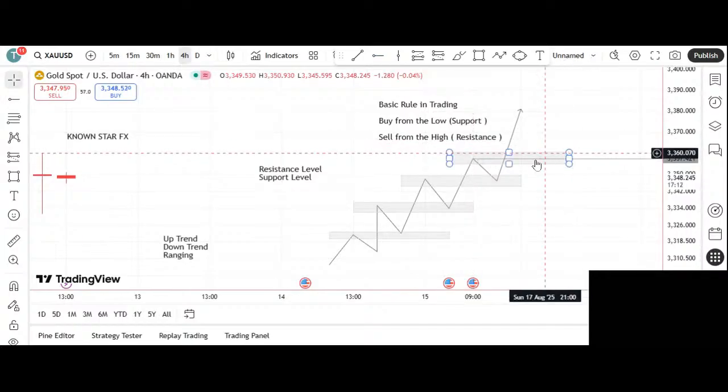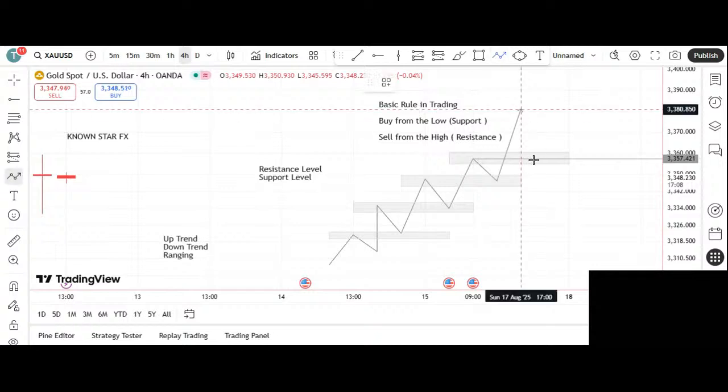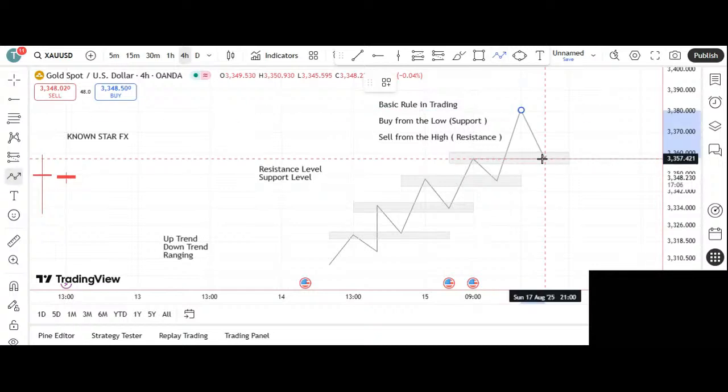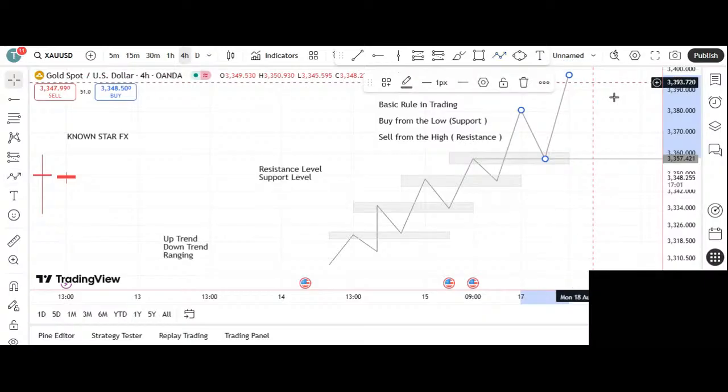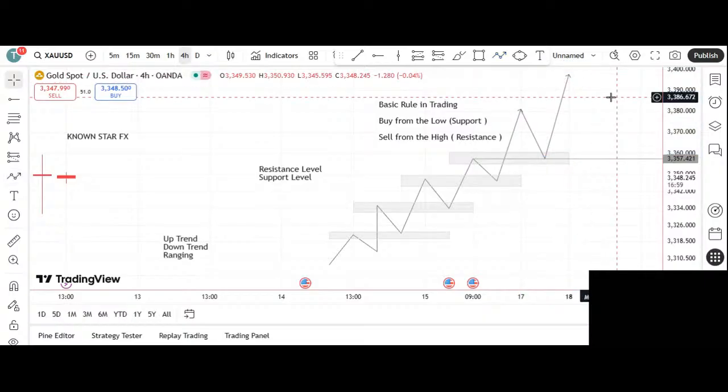To buy. When the market comes to this level right here, you just be patient. Once you get your confirmation, you do what? You buy. Automatically, you buy. Do you understand that now? You buy.